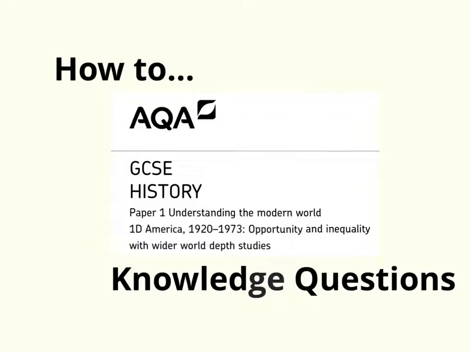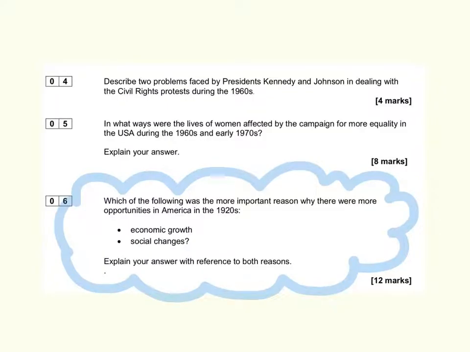Welcome back to this channel to look at how to answer the AQA GCSE history questions for paper 1, Understanding the Modern World. This video is going to start to look at the knowledge questions. And this video is going to concentrate on the 12-mark question, which is the last question of this section. And it will always be a 2-factor question. So it's 12 marks, and it will look something like this.